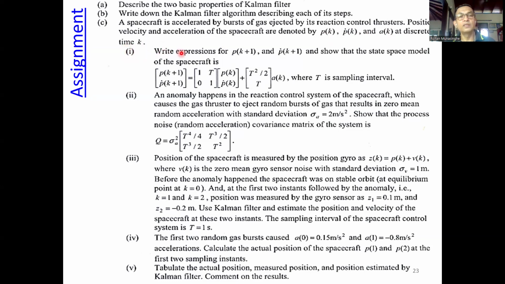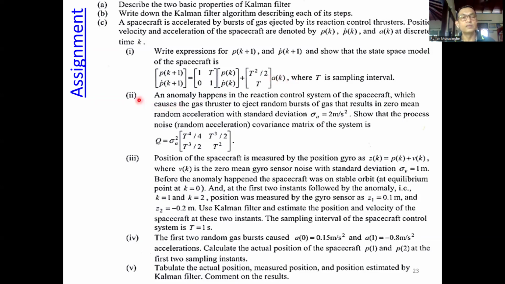First part, write expressions for pk plus 1. So can you write down a model equation to calculate pk plus 1 and p dot k plus 1, the velocity at the next step, and show that the state space model of the spacecraft is this one. The first part is actually developing the state space model of the spacecraft, where T is the sampling interval.